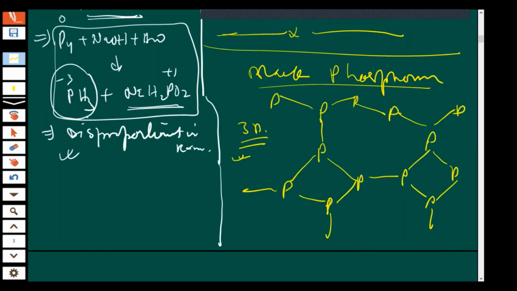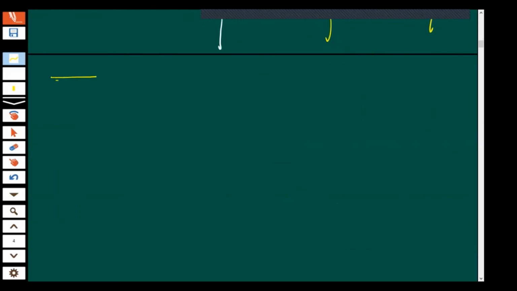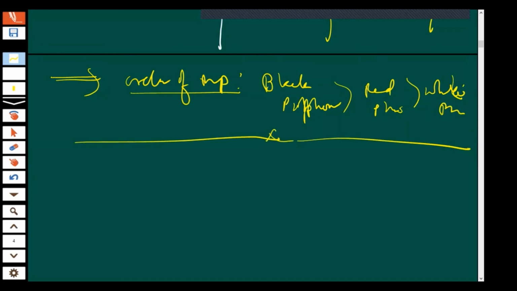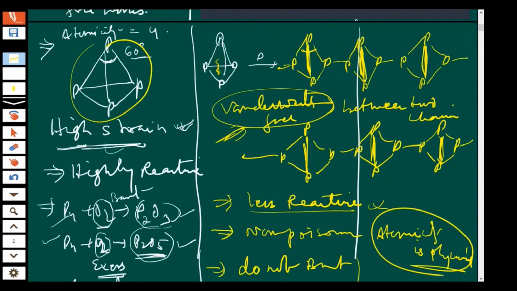That's why it is not soluble in water, CS2 or anywhere, non-reactive, no poisonous nature, high melting point, three-dimensional. So children, we can say the order of melting point is black phosphorus, then red phosphorus, then white phosphorus. So these are about some allotropic forms, children.